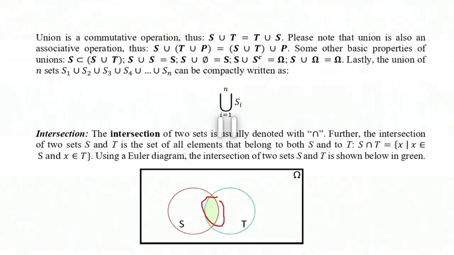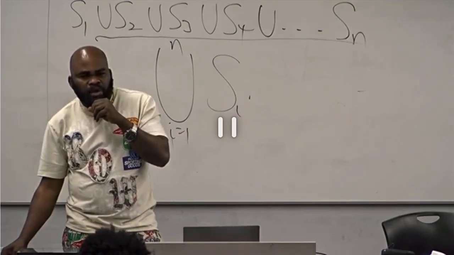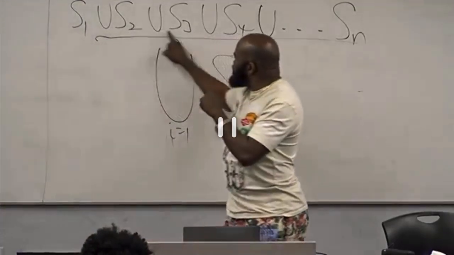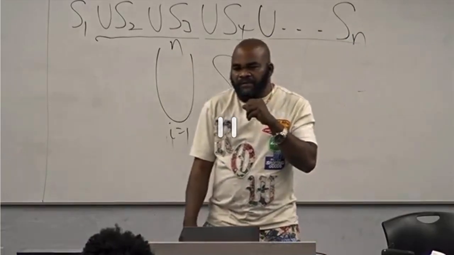Now, in the same way that we had so many properties on union the other time, we're also going to have properties on intersection. And we're also going to generalize intersection, the way we generalized union the other time.